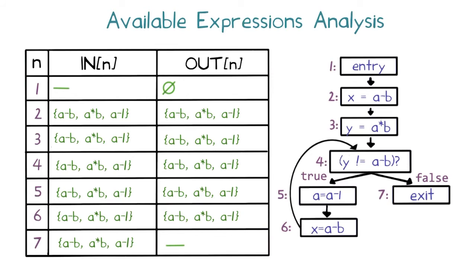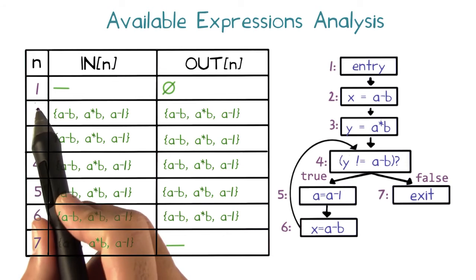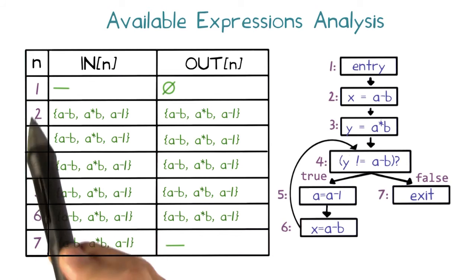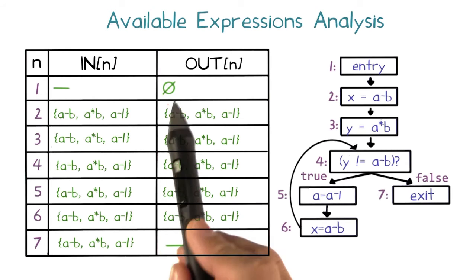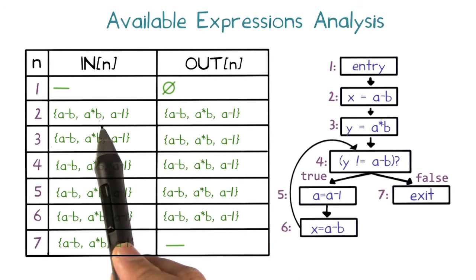Our in set in this case will be any expressions which have been calculated earlier in the code without having the variables in their calculations overwritten. Our out set will be our in set minus any expressions which have a variable that is overwritten by that statement plus any expressions that are generated by that statement. Let's walk through the first three program points. For the entry node, we have the empty set as our out set. This out set will be copied over to the in set of node 2.